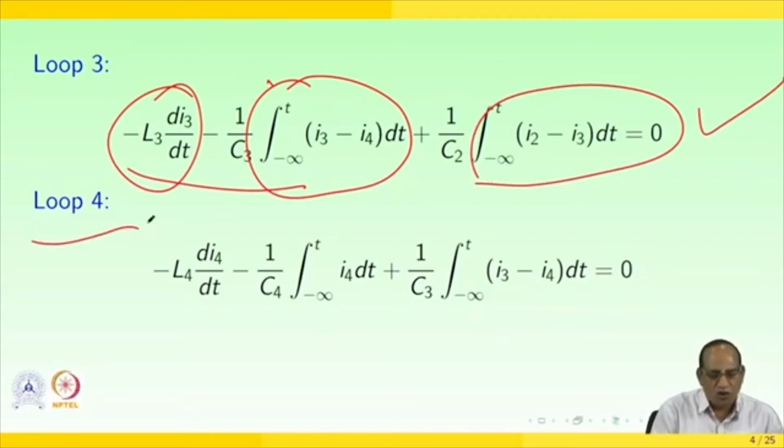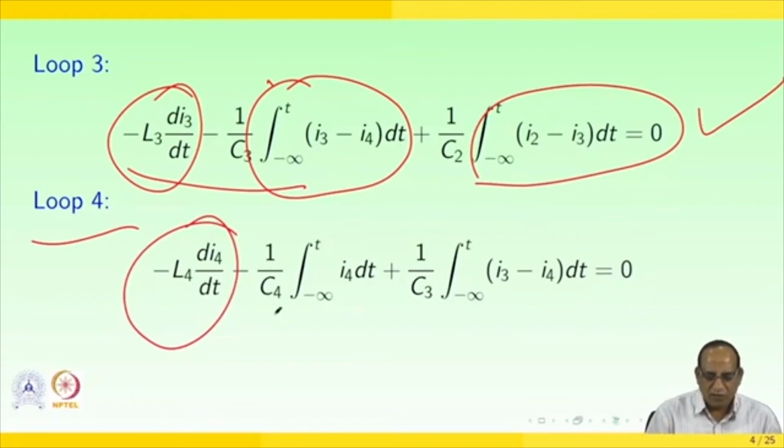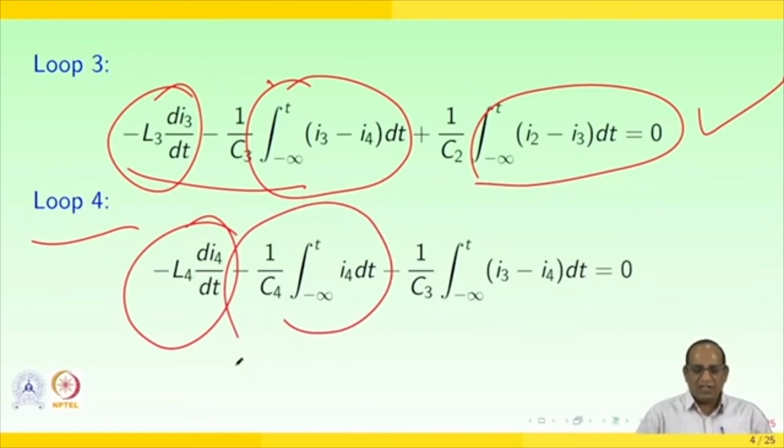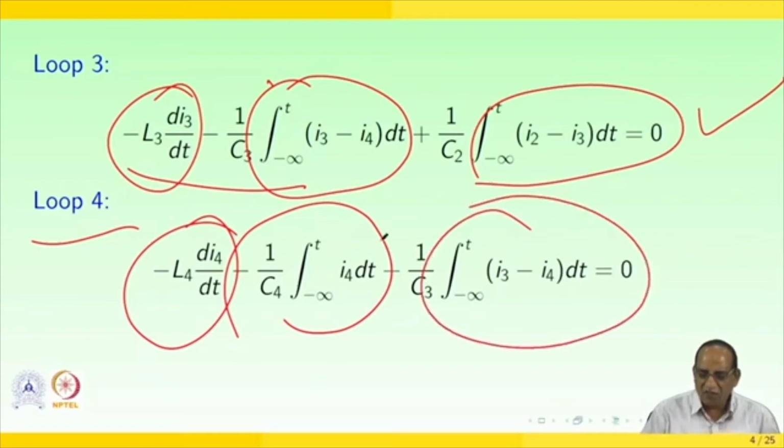So, in loop 4, you will have minus L4 di4 by dt minus 1 by C4 integral from minus infinity to t of I4 dt minus 1 over C3 integral from minus infinity to t of I3 minus I4 dt.